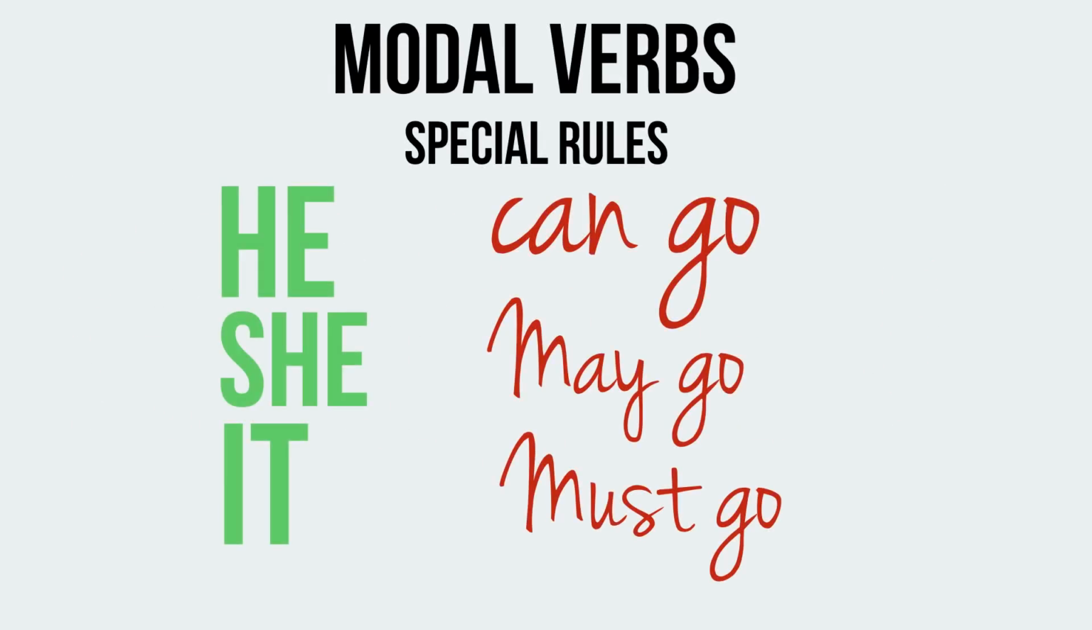So no s or es with the main verb after he, she, it. When you talk about the present, he can go, he may go, he must go. She can go, she may go, she must go. It can go, it may go, it must go. Only these variants.